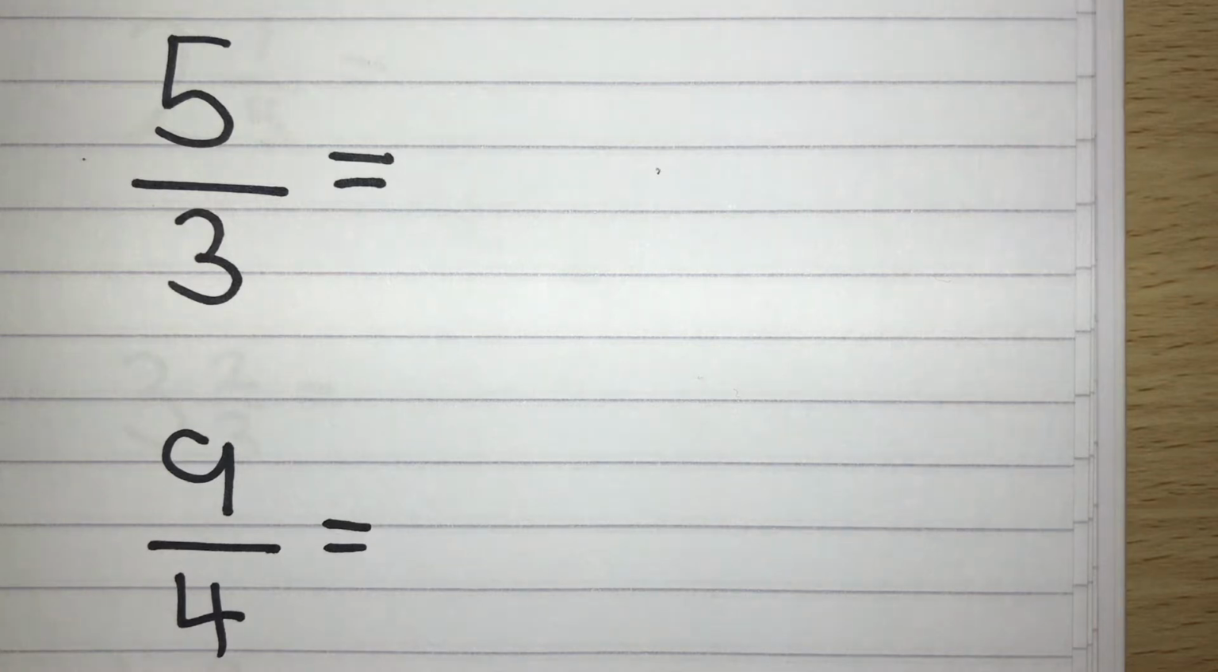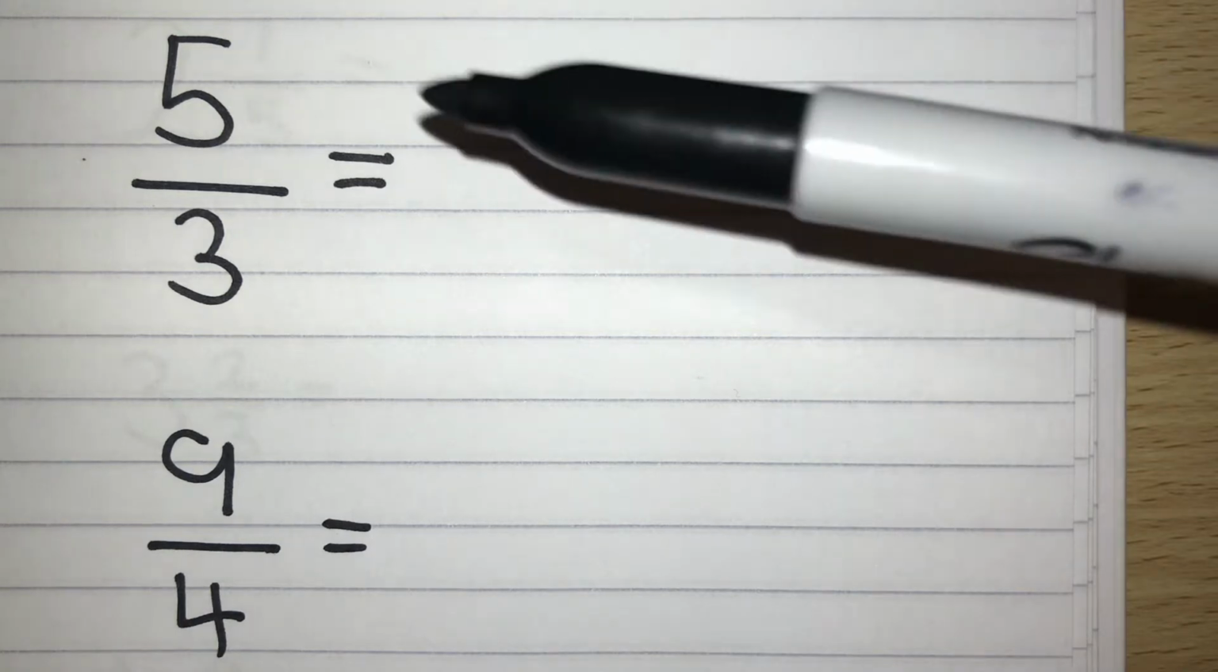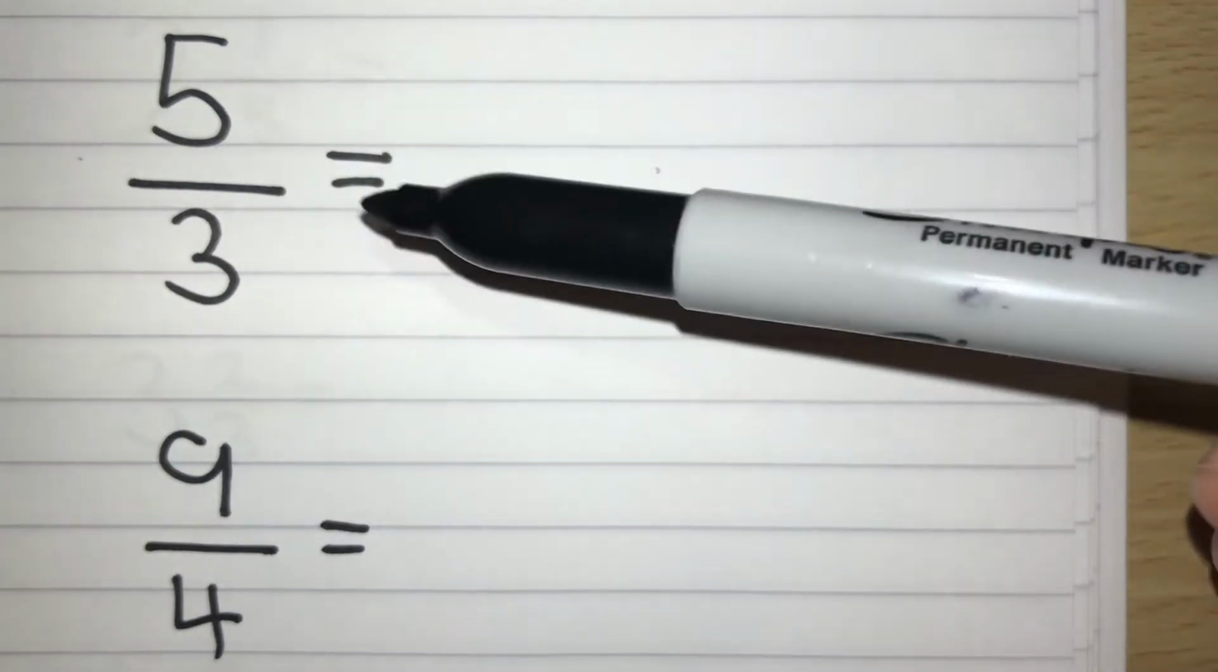In this video we're going to take a look at converting between mixed numbers and improper fractions. So we'll start off with our improper fractions. These are fractions where our numerator is bigger than our denominator. So in this one, 5 is obviously bigger than 3.